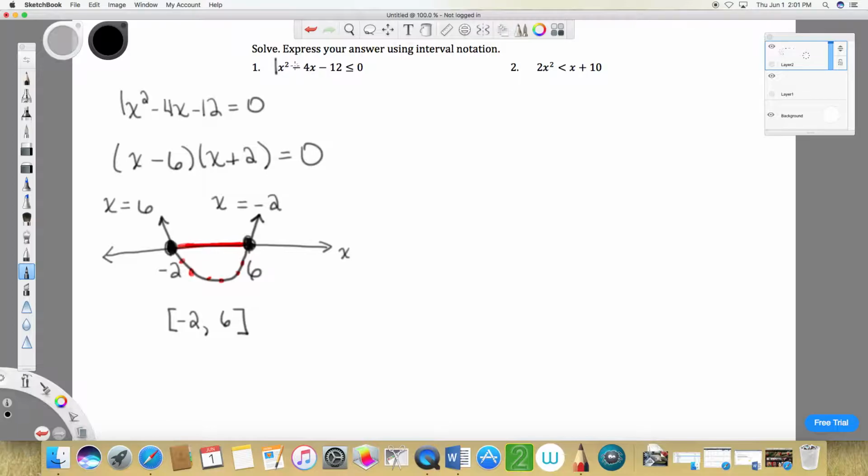And you know what x squared looks like. You know that the graph is called a parabola. That's probably, I believe, the easiest method in solving these quadratic inequalities.